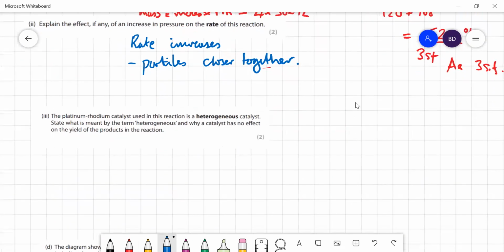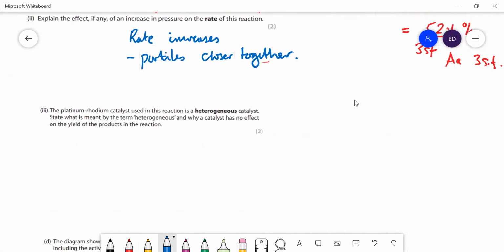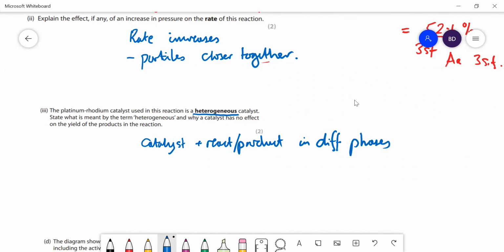Right, the catalyst used is a heterogeneous catalyst. State what is meant by this term and why it has no effect on the yield. Heterogeneous catalyst means that the catalyst and the reactants and products are in different phases. And what that usually means is the catalyst is a solid and the reactants and products are gaseous. That is usually the case.